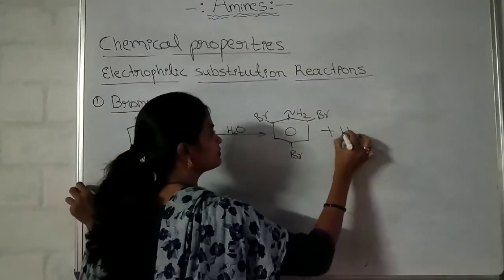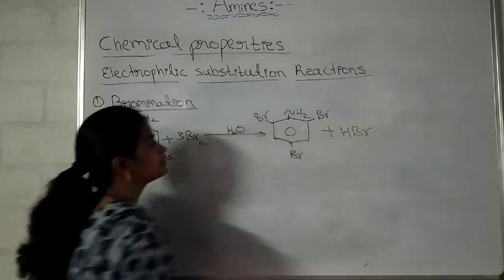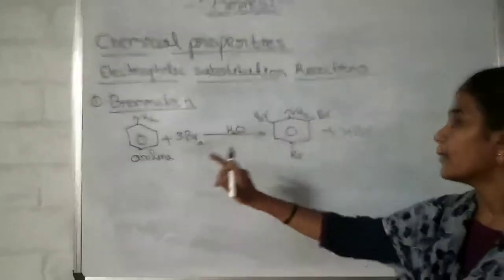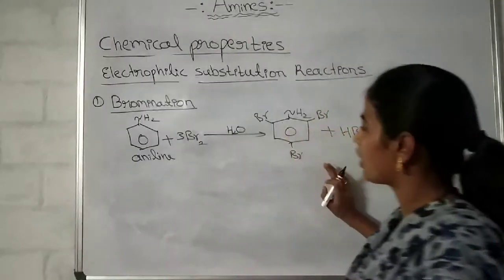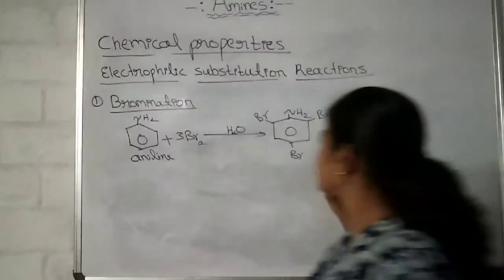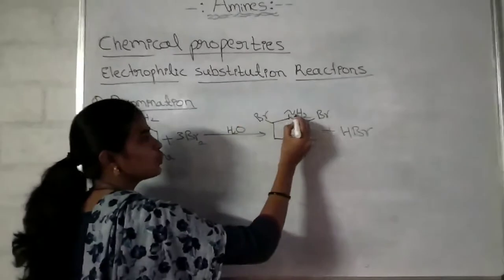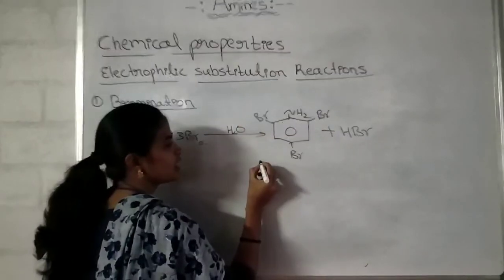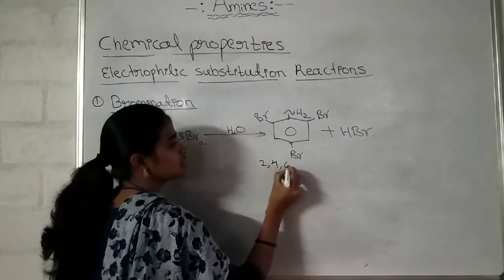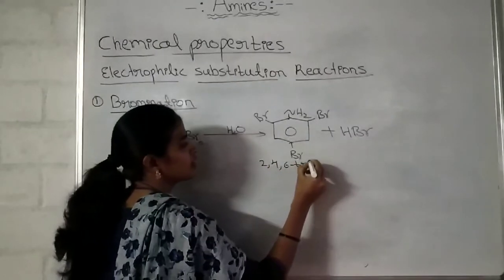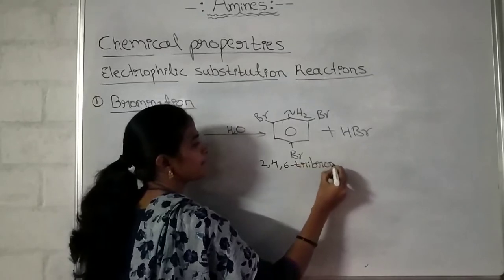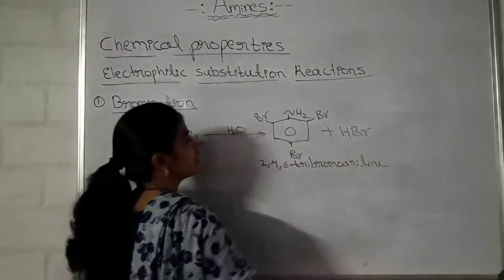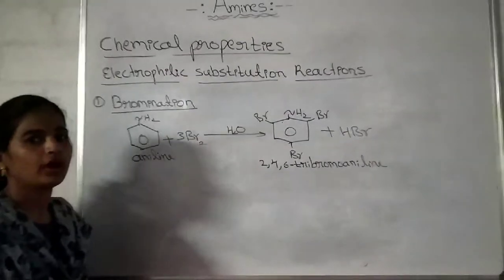Plus HBr. Okay. Whenever aniline is treated with bromine water, the substitution of Br takes place. Then what is the name of this? 2, 4, 6 tribromo aniline. 2, 4, 6 tribromo aniline.